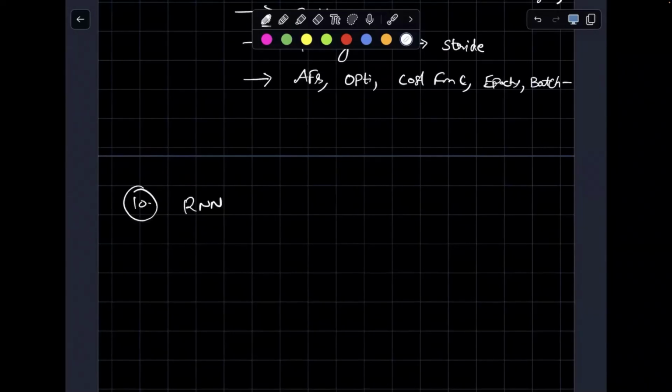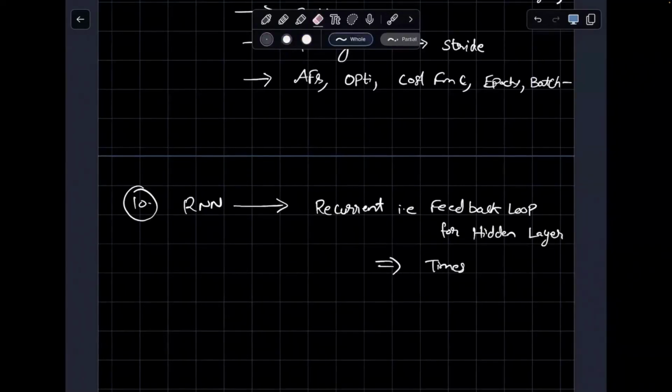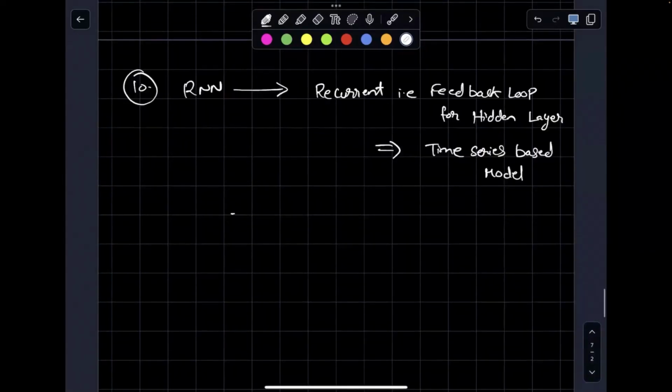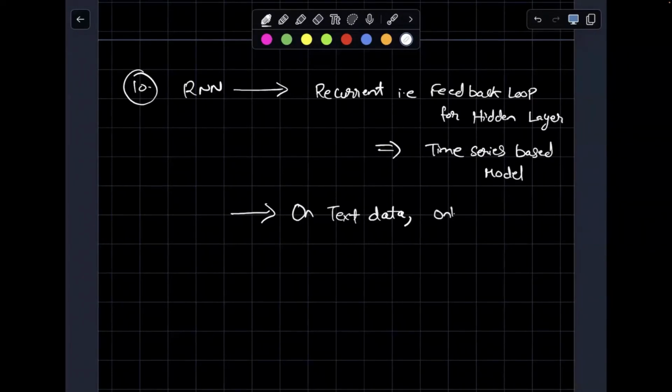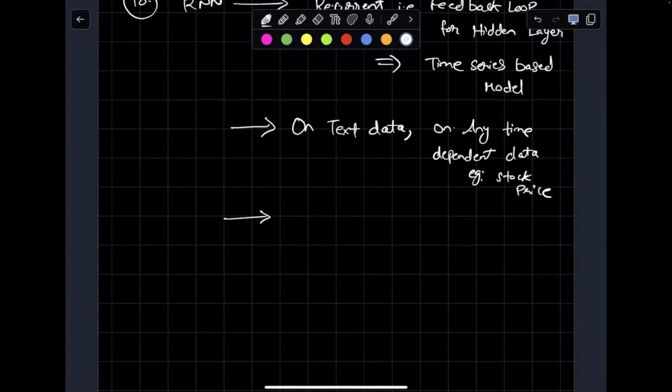Okay, 10th one, RNN. First important point is it is recurrent, that is, a feedback loop for the hidden layer. Therefore, it is a time series based model. It is good on text data and on any data where time series is there. Stock price prediction, price of a t-shirt, whatever it is.